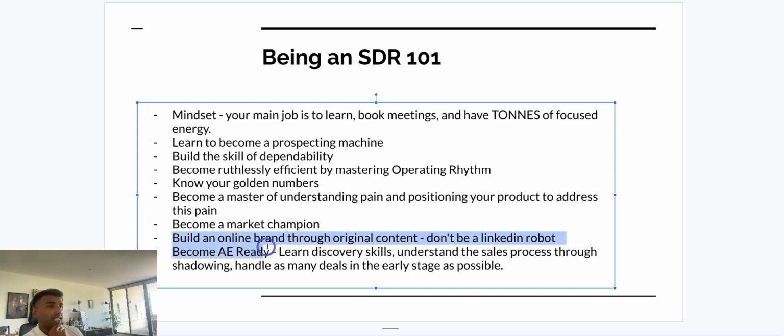You want to start building an online brand through original content. Don't be a LinkedIn robot. Don't be that annoying SDR that's just reposting stuff off the company page. That's not useful or value adding to anyone.